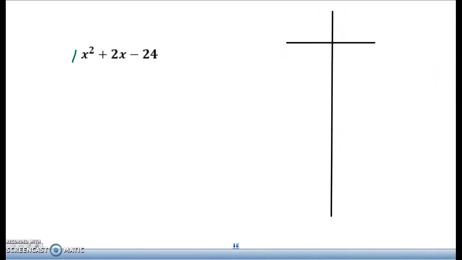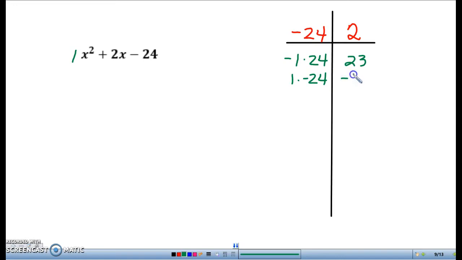Okay, a times c goes here. Well, that's 1 times negative 24, negative 24. Your b goes here. This time it's 2. Okay? Let's start building our chart. I could have negative 1 times positive 24. That gives me a product of negative 24. When I add those together, I get 23. If I switch the sign here, that still gives me a product of negative 24, but the sum is negative 23. Okay? I'm going to pause and fill out the rest of the chart. You could do the same.